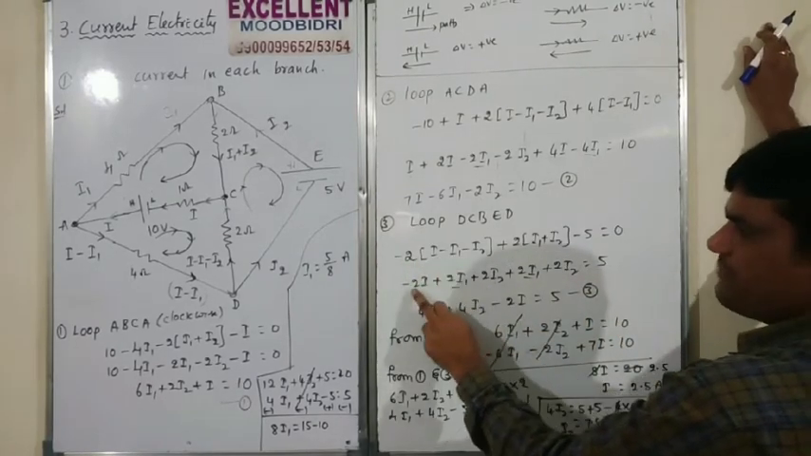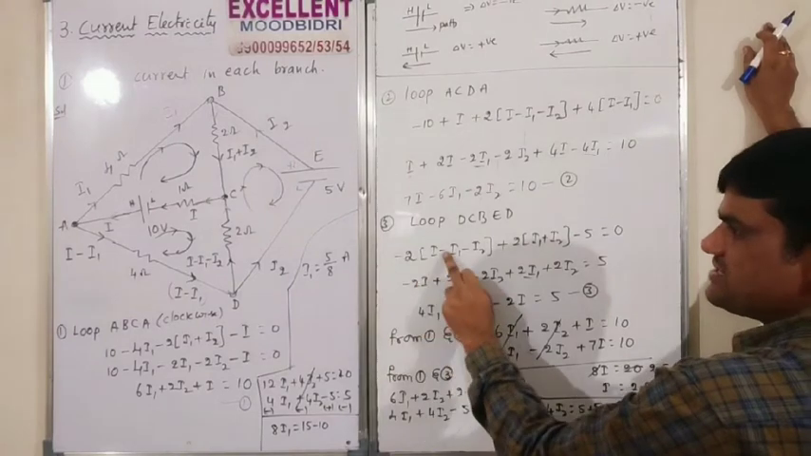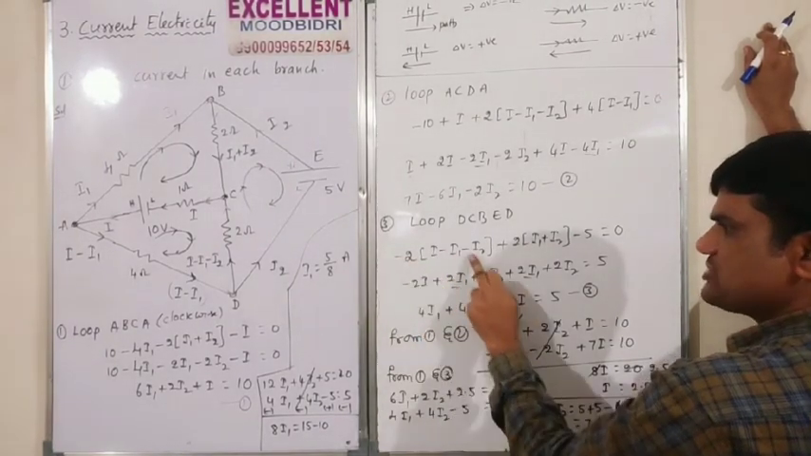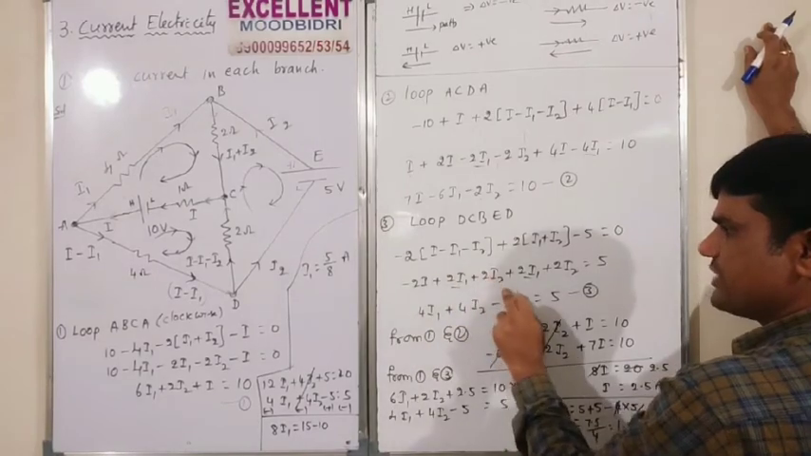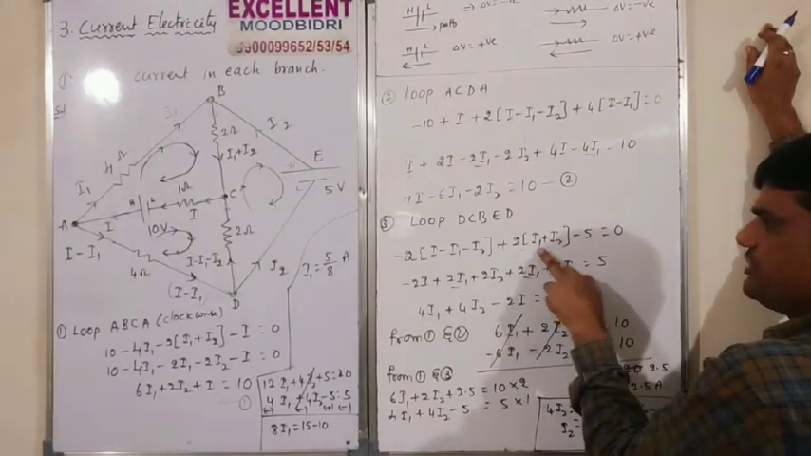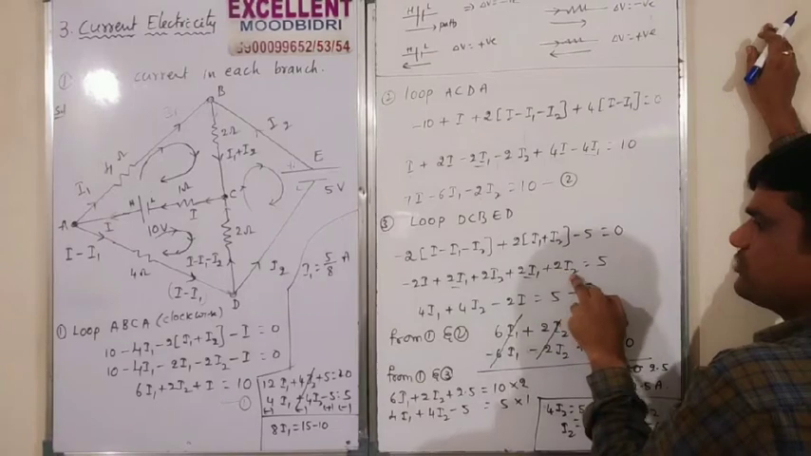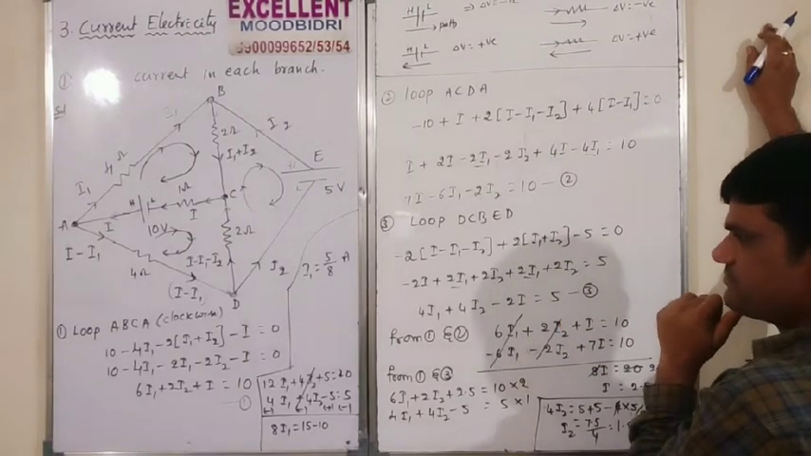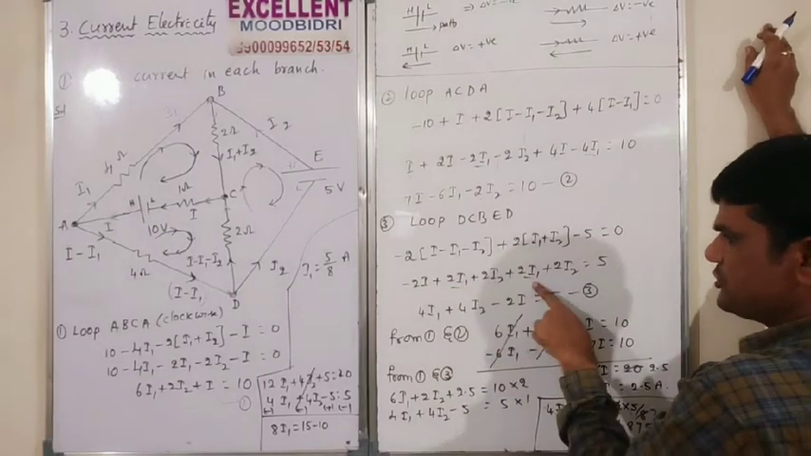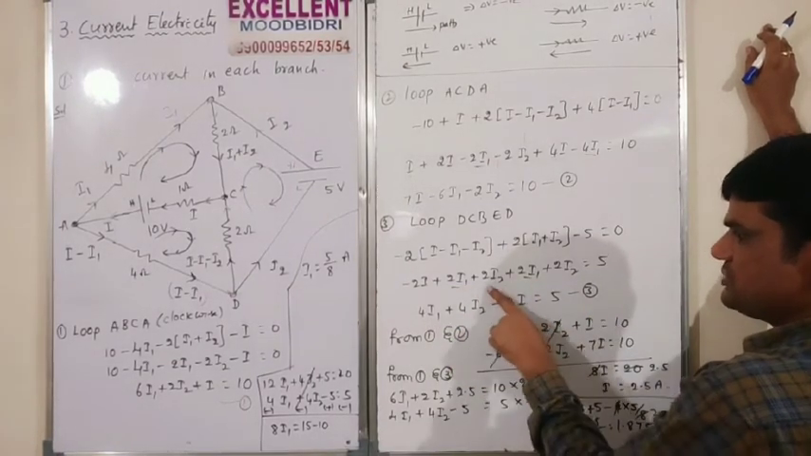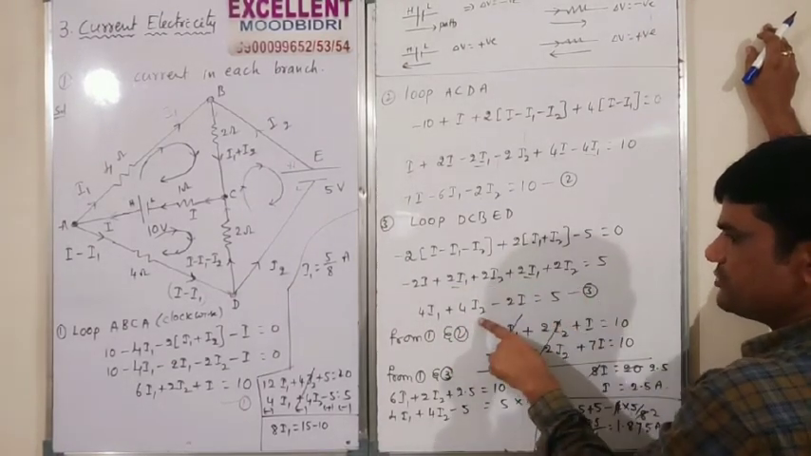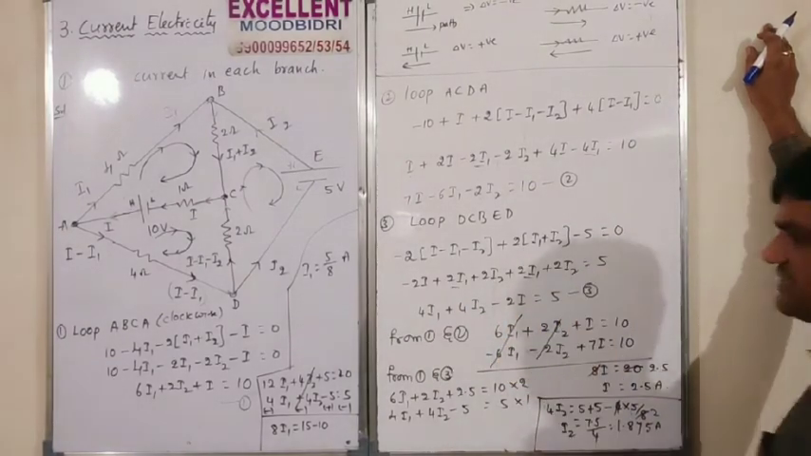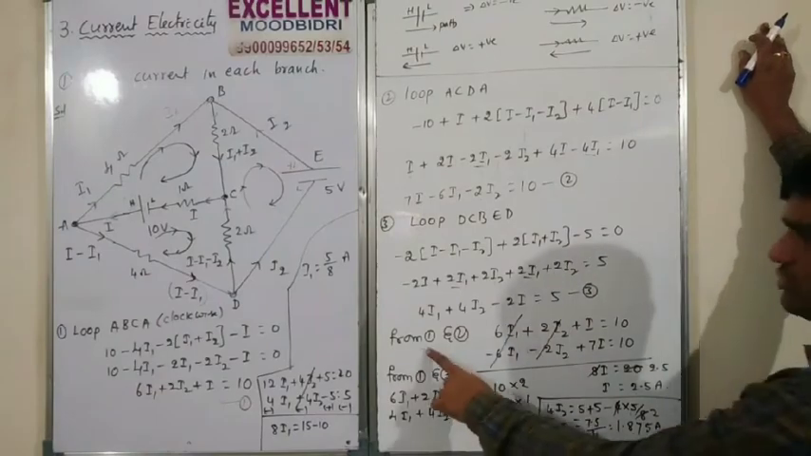So now minus 2I, minus into minus plus 2 into I1, 2I1, minus into minus plus 2 into I2, 2I2. Next, 2I1 plus 2I2 is equal to 5. Correct? So now we can add it. 2I1 plus 2I1 is 4I1, 2I2 plus 2I2 is 4I2, minus 2I is equal to 5. Equation number 3. Finish.